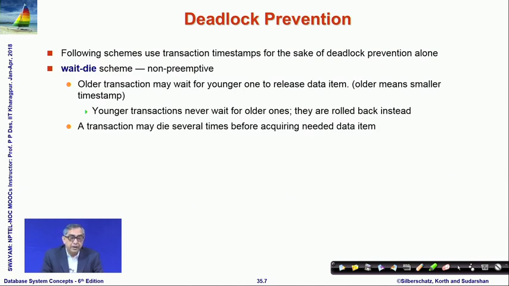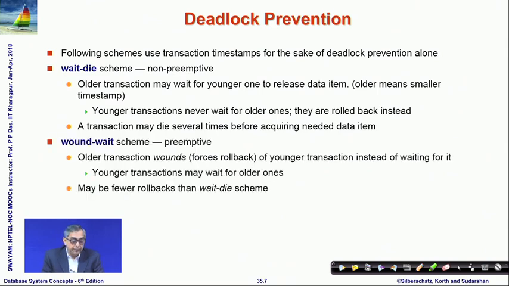So, if there is a conflict, then the younger one will always roll back and the older one will wait. So, a transaction may die several times before acquiring the needed data item, so starvation may happen, but certainly there will not be a deadlock, because A waiting on B and B waiting on A cannot happen, because out of A and B one has to be older, and only that one will wait, the other one will abort and roll back.